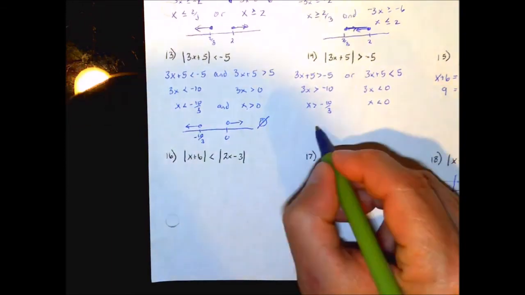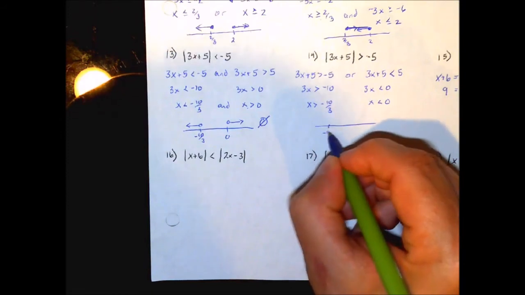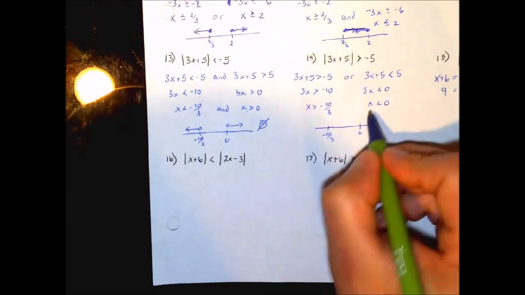Okay, so if we look at this graph here, there's our negative 10/3, there's our 0. X has to be less than 0.